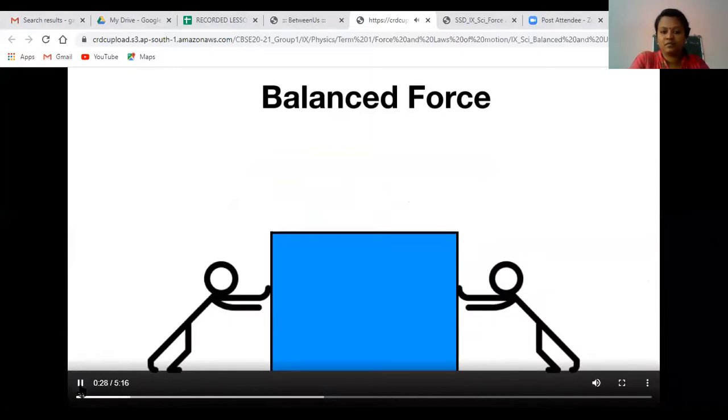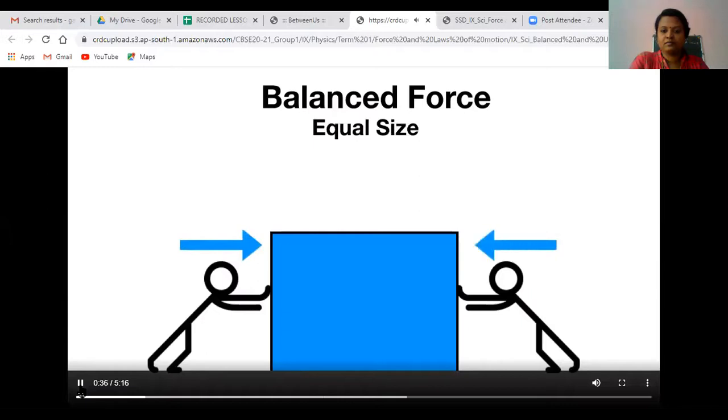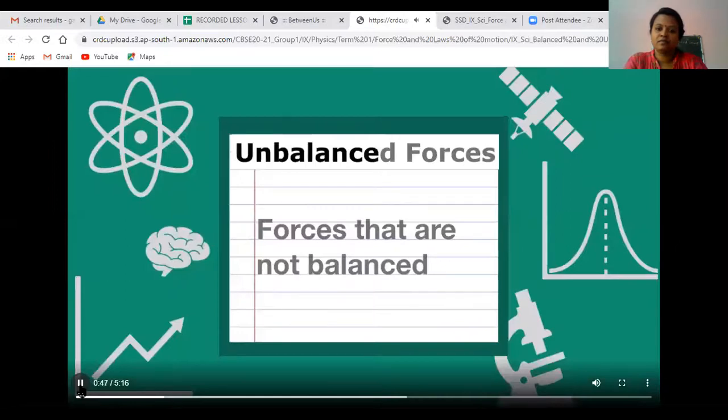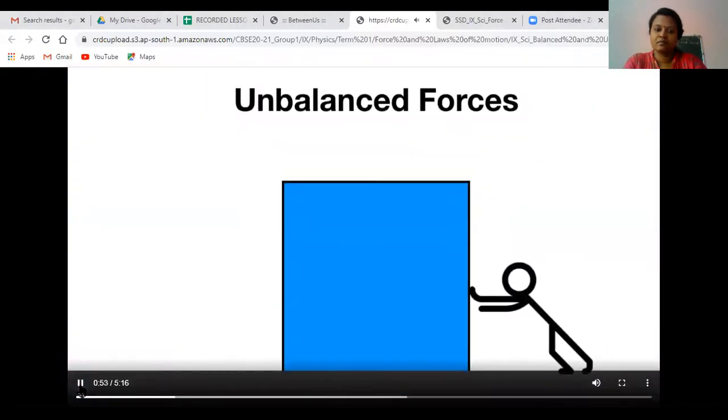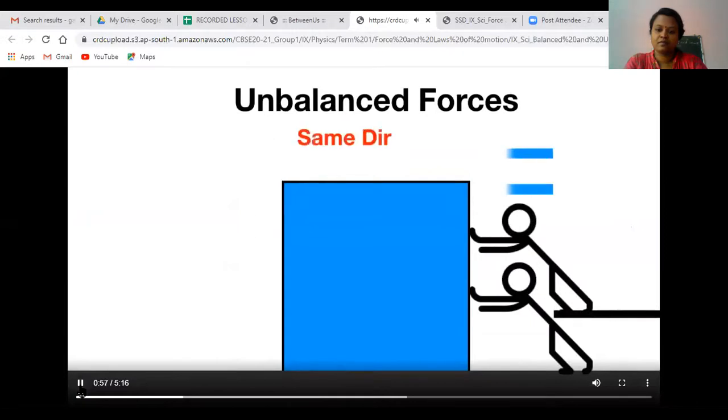Both you and your friend would be pushing equally hard, so your forces would have an equal size, but you would be pushing one way and your friend would be pushing the opposite way. You're pushing in opposite directions. These two forces cancel out, the box would not move, and we can call them balanced forces. In contrast, unbalanced forces are simply any forces that are not balanced. So for example, if you pushed a box from one side and your friend came to help you, you're now pushing in the same direction.